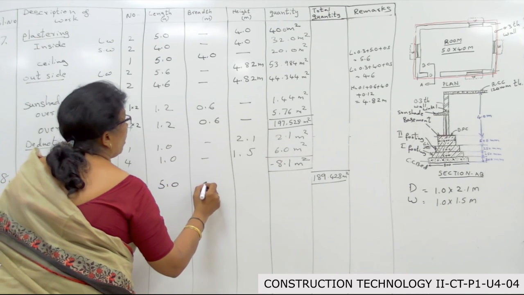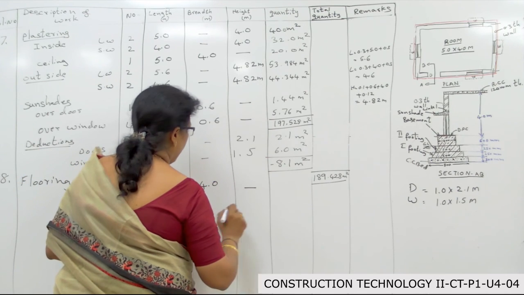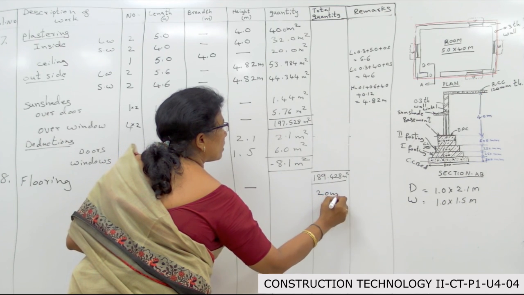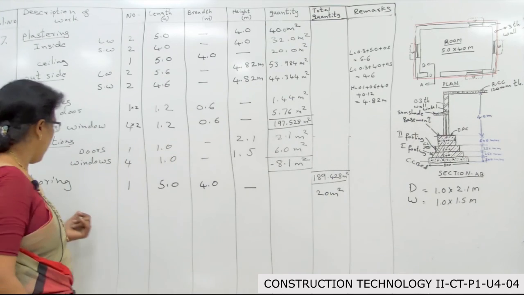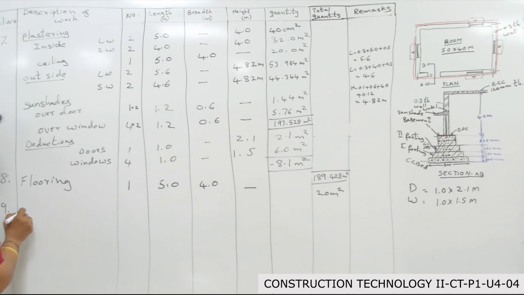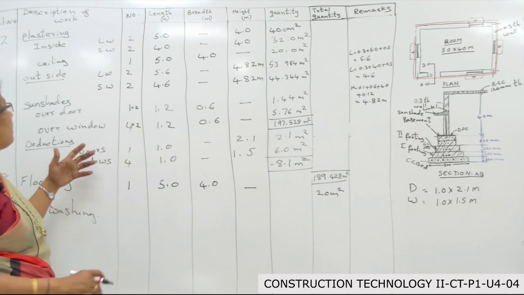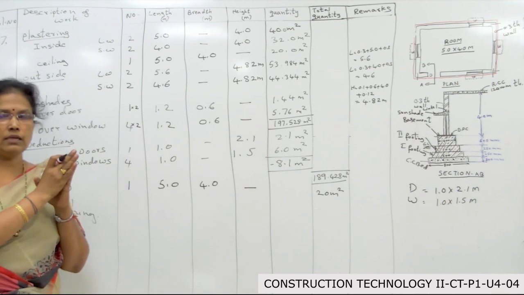Next item is flooring. So flooring, length into breadth. Here again you won't have any thickness. Number is 1, length is 5.0 and breadth is 4.0, thickness dash. So how much is this? 20 square meter. So the quantity of flooring is 20 square meter.